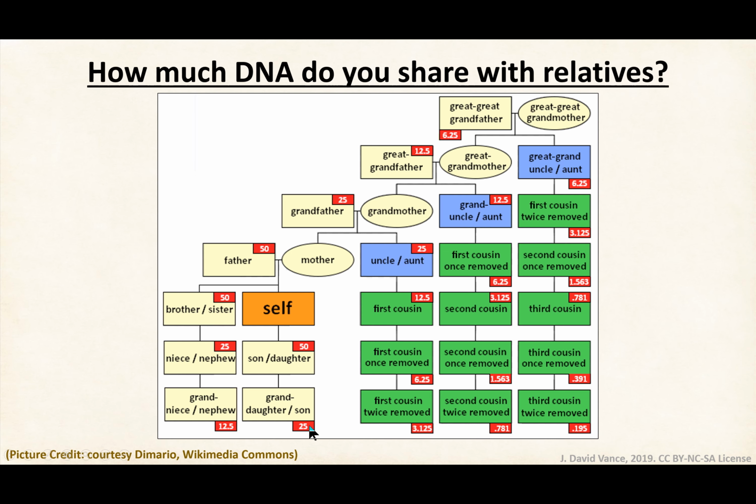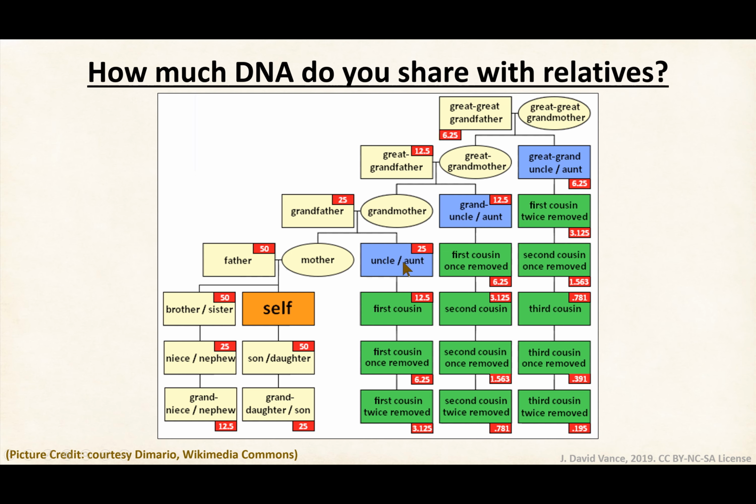You share another quarter, or a quarter, with your grandson or granddaughter, since they're now 2 times removed, and they got 50% of their own parents. In the same way, you share 25% with a niece or nephew, and only 12.5% with a grandniece or nephew. Going back up the chart, you share 25% with a grandfather, 12.5% with a great-grandfather, 6.25% with a great-great-grandfather, and of course, going back in time, each time it's divided by 2.